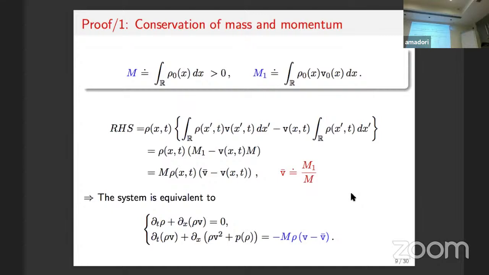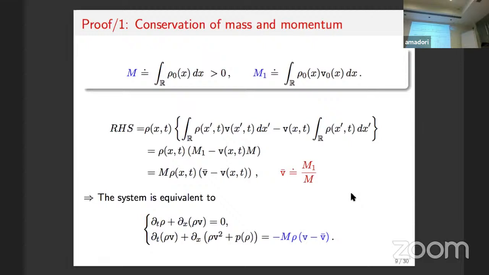So let me comment more. Why do we expect to have conservation of mass and momentum? Well, the conservation of mass is quite natural because the first equation is the standard conservation of mass, so we expect that the integral of rho(x,t) dx is a constant. What about the conservation of momentum? Well, if we integrate this right-hand side in x, we see that there is an antisymmetric property of this term. Thanks to this antisymmetric property, where we exchange x and x prime, we conclude that the right-hand side integrated in dx is 0.